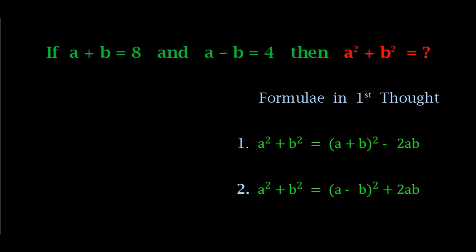But this is not the end. Our first thought shouldn't be the last thought, because look, if we apply either of the formulae or corollaries here, say a square plus b square is equal to a plus b whole square minus twice ab, we know the value of a plus b so we can put it here, but the value of ab is unknown. In that case, we need to apply the corollary of ab again. That makes the problem lengthy.